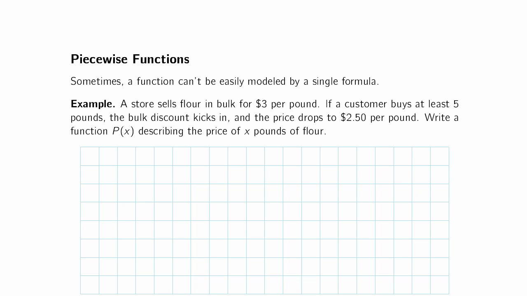Sometimes in the real world, we have a situation that cannot be easily modeled using a single formula. For example, suppose a store is selling flour in bulk for $3 a pound, but they have a bulk discount. If a customer buys at least 5 pounds, the bulk discount kicks in, and the price drops to $2.50 per pound. We want to write a function describing the price of flour.